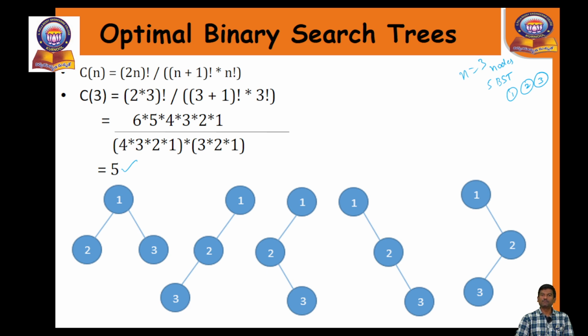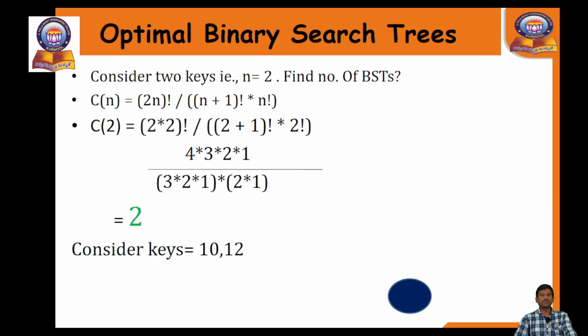And you can also take the value of n to be equal to 2, n equal to 4, and so on. Replace the value of n in the Catalan number, and you can find how many such binary search trees can be generated. So when you consider n equal to 2, just replace the value of n in your Catalan number, and you get the value equal to 2.